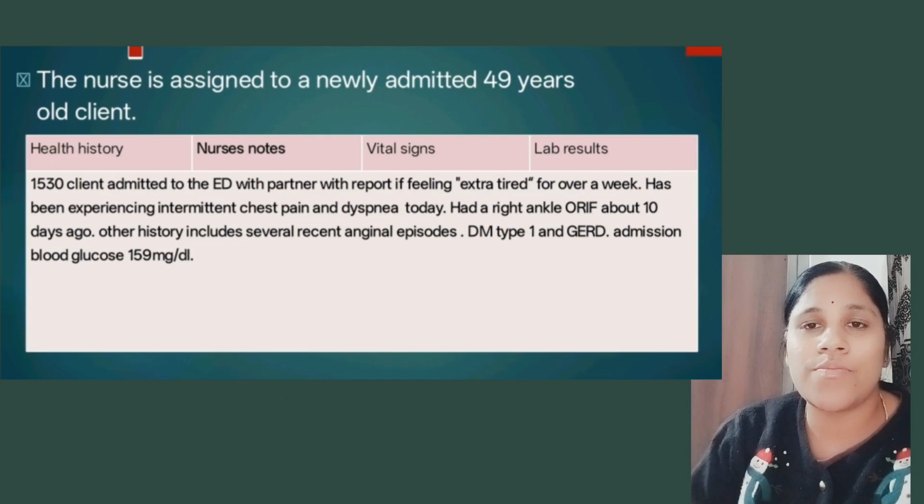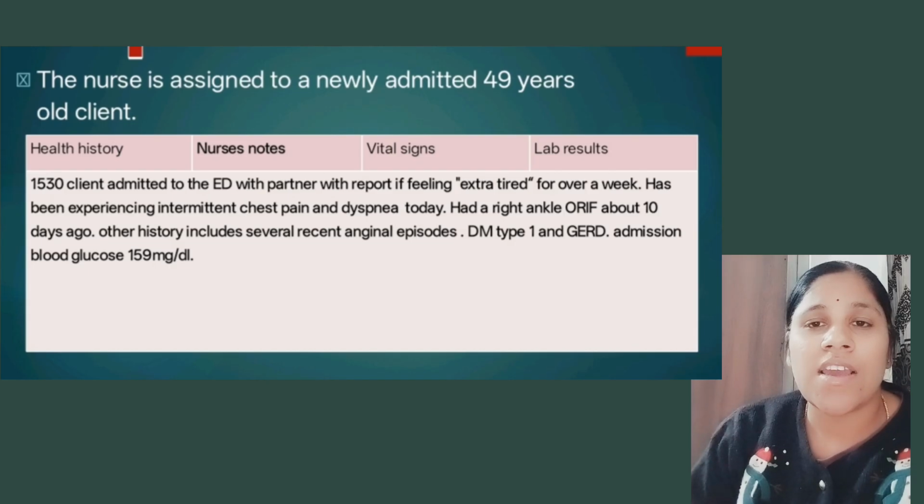So let's go. The question says the nurse is assigned to a newly admitted 49 year old client. Here, there are certain aspects mentioned in the question, that is the health history, the nurse's notes, the vital signs, and the lab results. Here, in detail, the nurse's notes are mentioned.